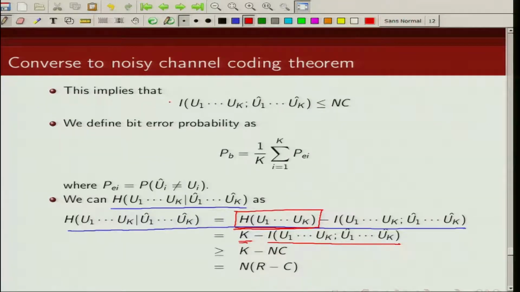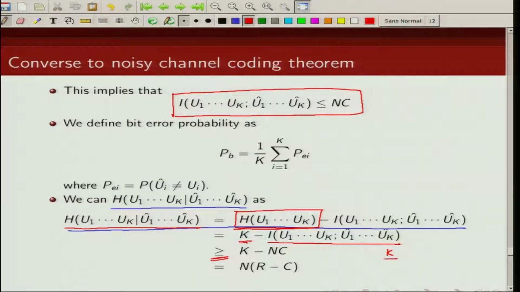Now, we have proved earlier that this mutual information is less than or equal to n times C. So if we subtract a larger quantity, this becomes greater than or equal to k minus n times C. And what is k? k by n is R, so k is n times R. When we write k as n times R and take n out, what we get is that the uncertainty in u1, u2, ..., uk given u1 hat, u2 hat, ..., uk hat is greater than or equal to n times (R minus C).